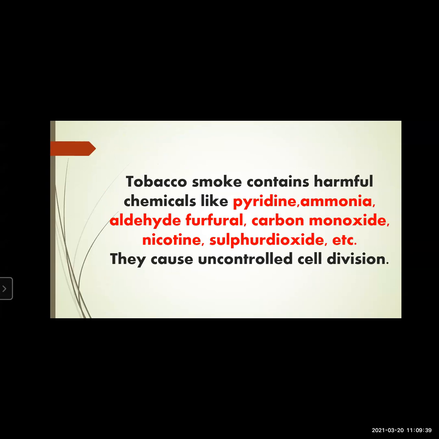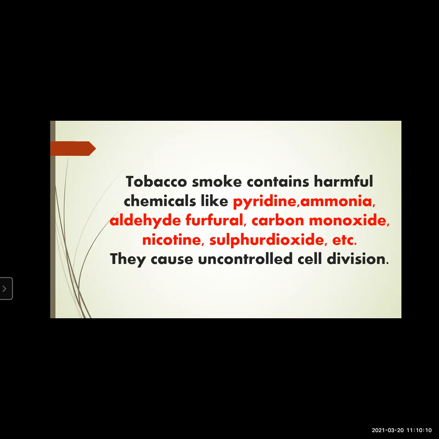And tobacco smoke contains harmful chemicals like pyridine, ammonia, aldehyde, sulfuryl, carbon monoxide, nicotine, sulfur dioxide, etc. Whatever these names you are hearing, these are all poisonous gases which are very harmful for us. They cause uncontrolled cell division, right? So why is the cell dividing uncontrollably? Because somebody is giving information for the cell to divide.